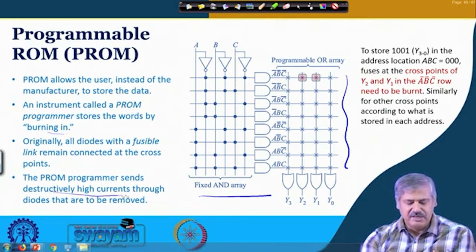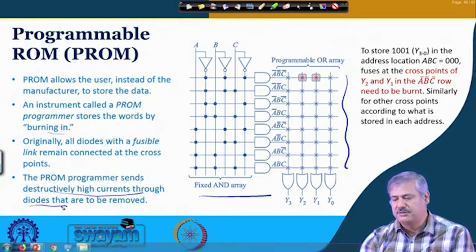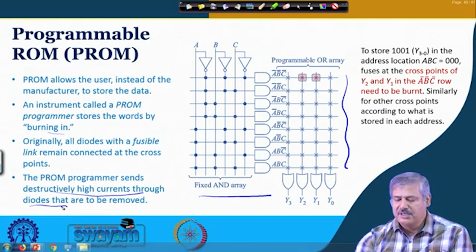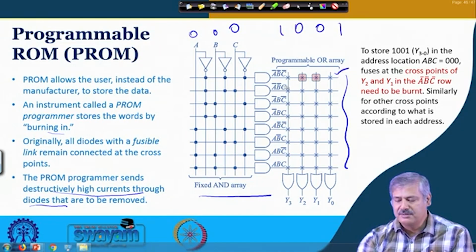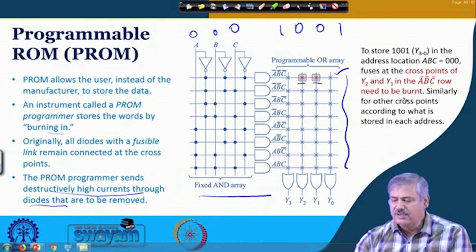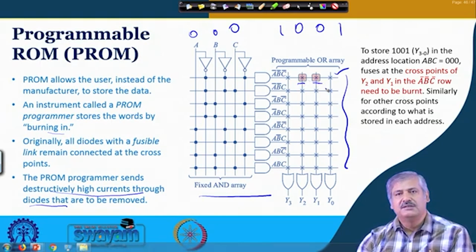So, destructively high currents are sent through the diodes. For example, in the first location, if you want to store 1001, so when this is 0 0 0, what you want to store in that corresponding location is 1001. So, this decoder output will be accessed. Okay. So, at that time, if you want to store this point and this point, these two cross points, the fuses will be burnt. Okay. And similarly other points, depending on what you want to store, the corresponding points will be burnt. Okay. And then here you have the resistance connected to the ground, which effectively gives you an OR gate realization. Okay.